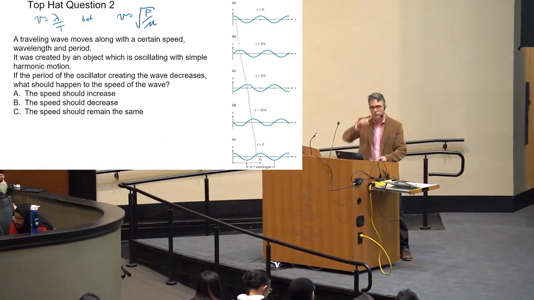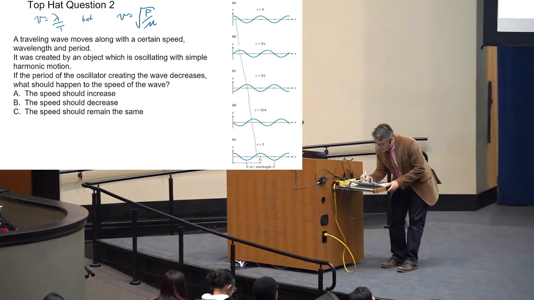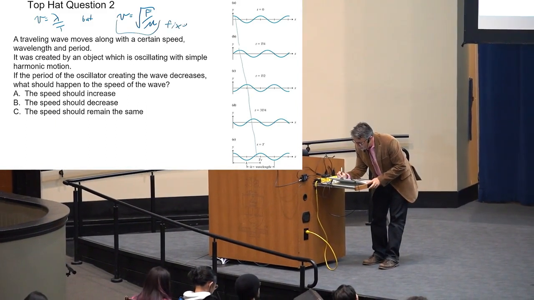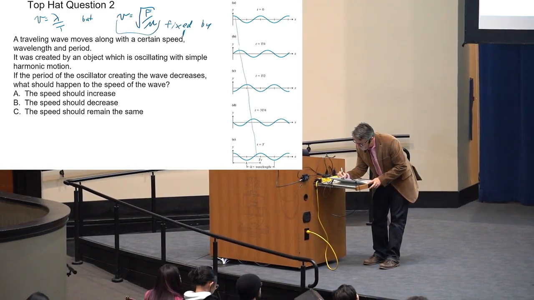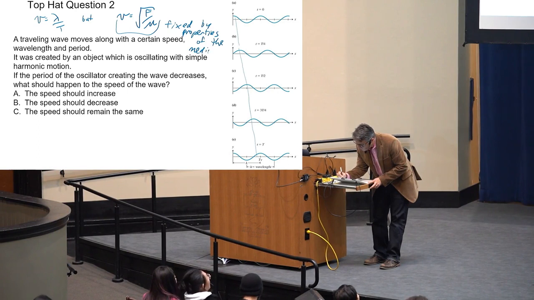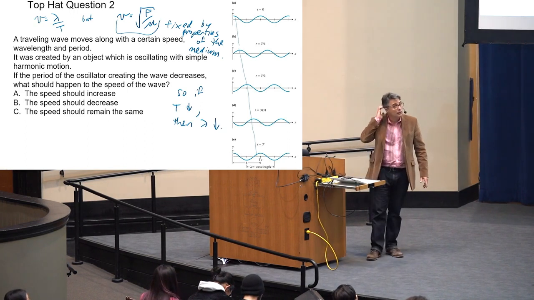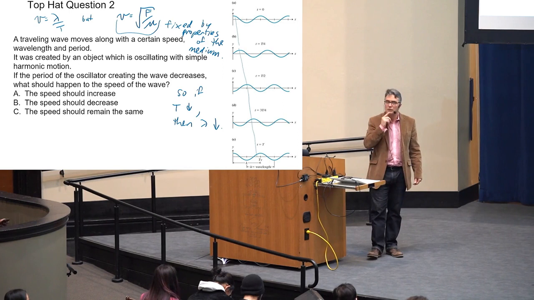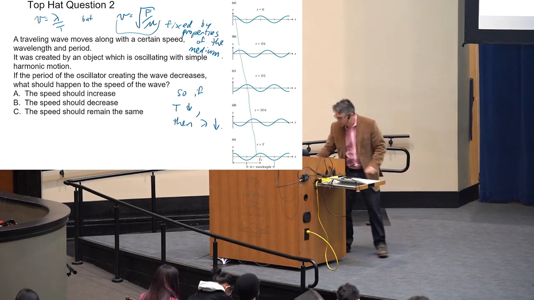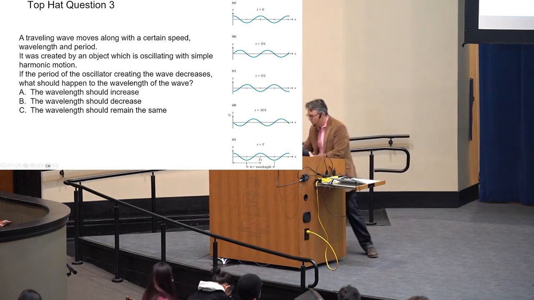So both these equations are true, but the idea here is that the speed is fixed by the properties of the medium, not the properties of the wave. So if T goes down, then the wavelength goes down. And that's how that first equation still remains true. Okay, good. Let's do another one.